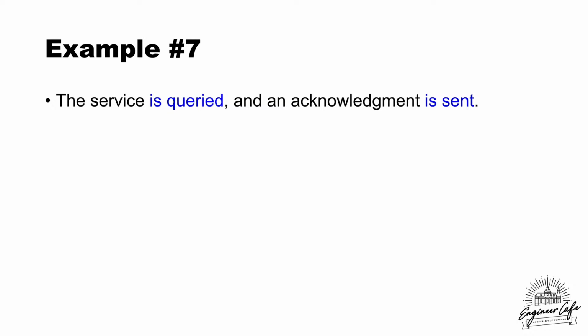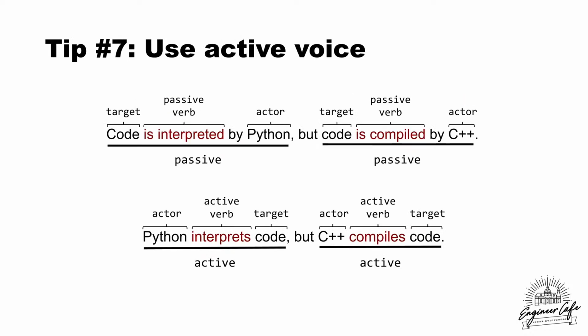Just in case, I'll give a little bit of an explanation here. The first sample sentence is the verbs are passive. The second sample sentence, the verbs are active. The first is "code is interpreted by Python, but code is compiled by C++." The second sentence is "Python interprets code, but C++ compiles code." The first thing we notice is that the active is just fewer words, which is already a thumbs up. And I find the passive verbs just sound a bit weird.